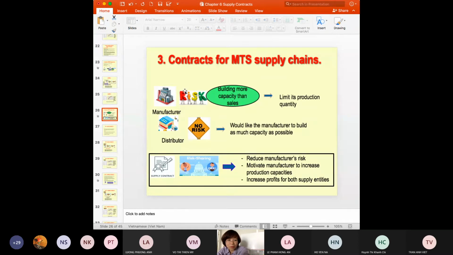So make to stock is manufacturer. They get rich if they build more than capacity themselves. They produce more than the capacity they can sell to the distributor. So the distributor has no risk. They would like the supplier to build as much capacity as possible. Right now, how can we share in that?